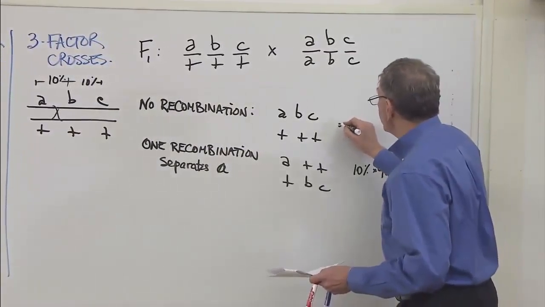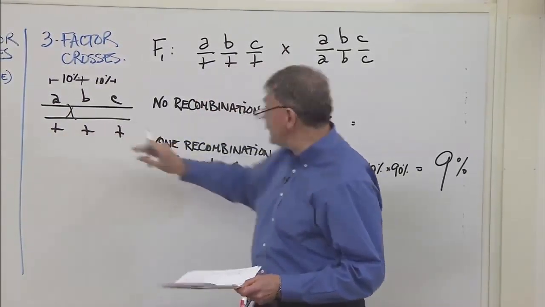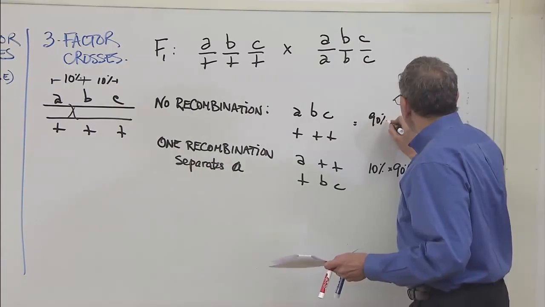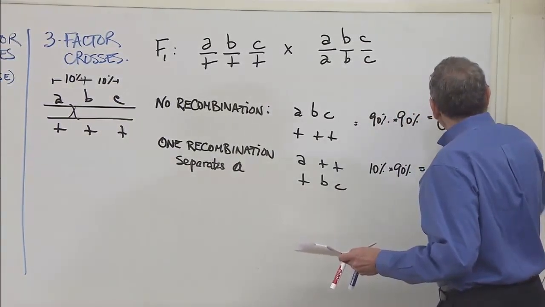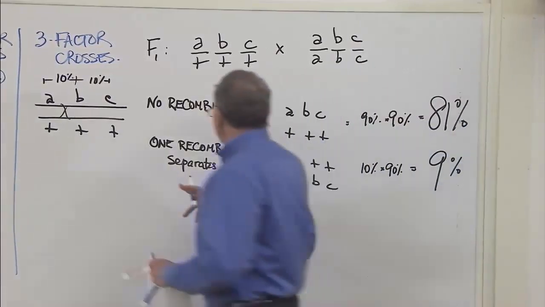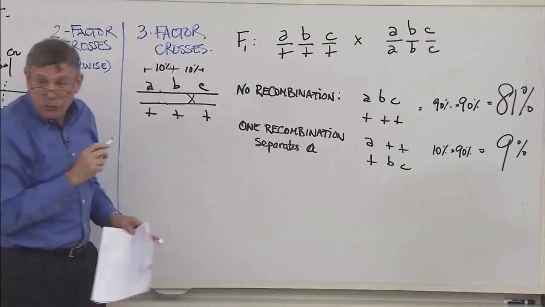Let's just check out what over here. What's the chance there's no recombination here and no recombination here? 90 times 90. Okay, 90% times 90% is 81%. Let's try a recombination now over here that separates away C.